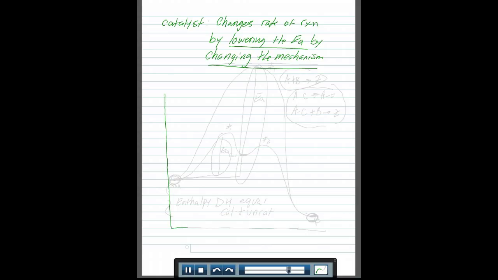Let's say we have a reaction. I'm going to exaggerate this. Let's say here is your activation energy, and in this case it's a one-step reaction. So here's starting materials, here's product. Here's your transition state, T sub 1. So my E sub A, activation energy, is right there.